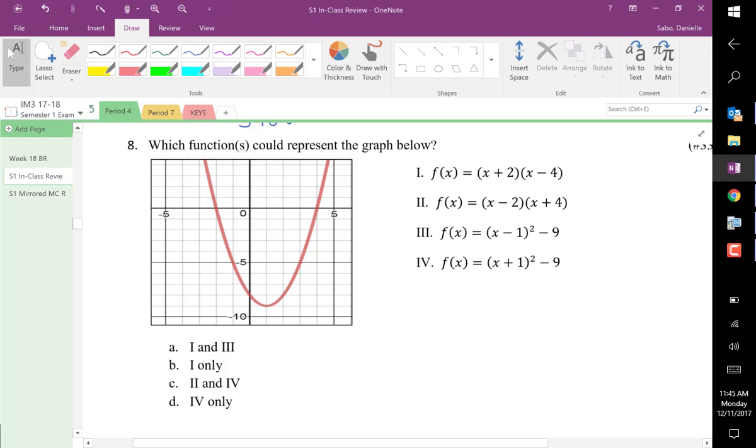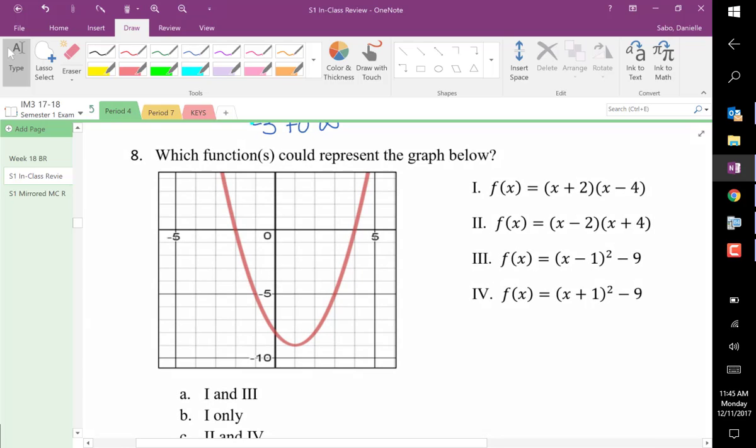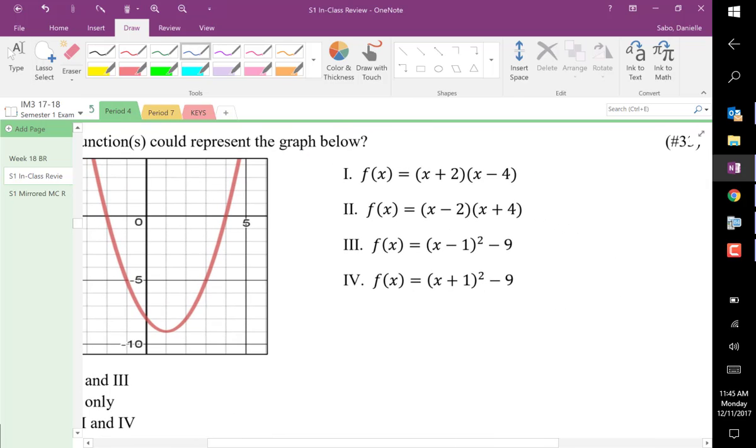So when I look at this graph, take a look at what the choices are. Here they are. And I'm going to kind of write them out for you. These 2 are your x-intercept form.